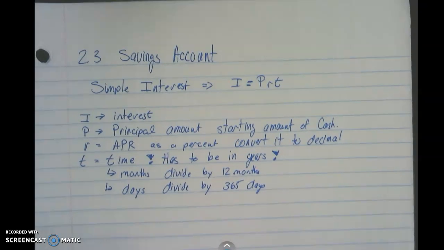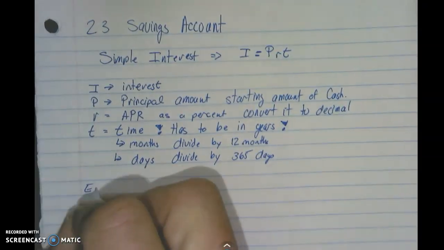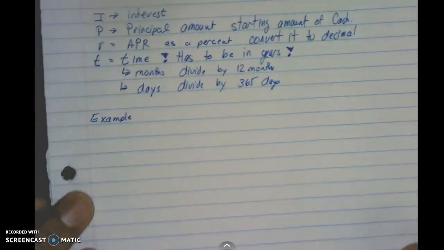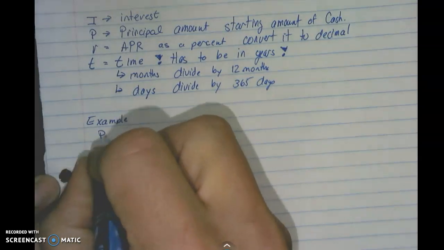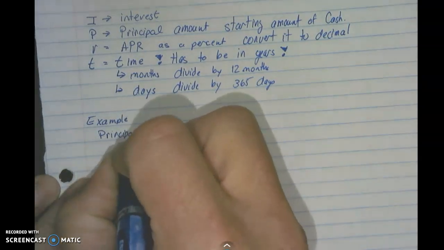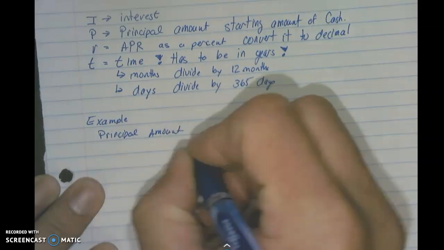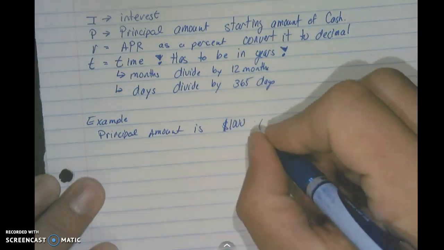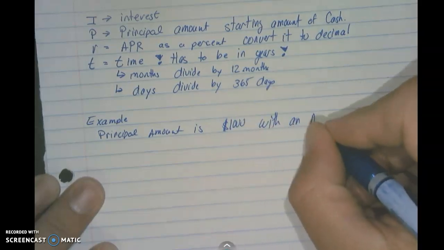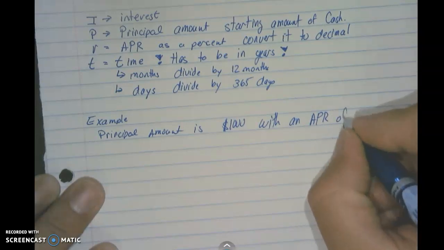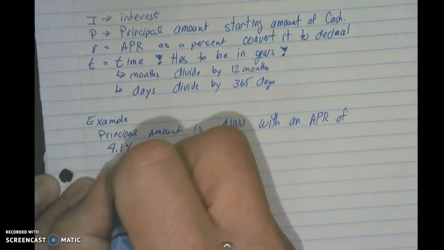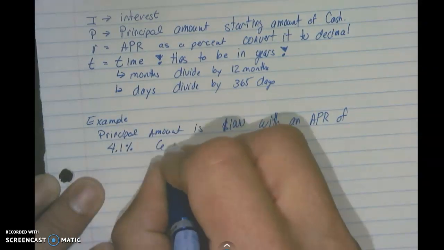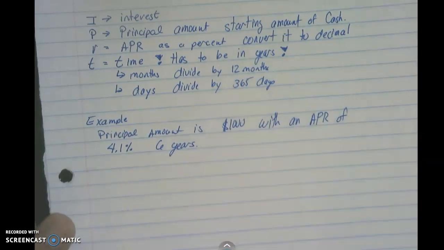All right. So let's just jump in to some examples. So we're going to say that your principal amount is $1,000 with an APR of 4.1%, and we're going to see what we can get in 6 years.